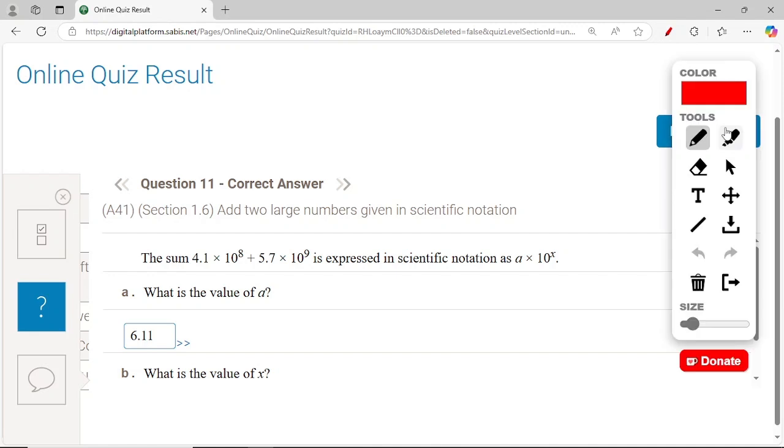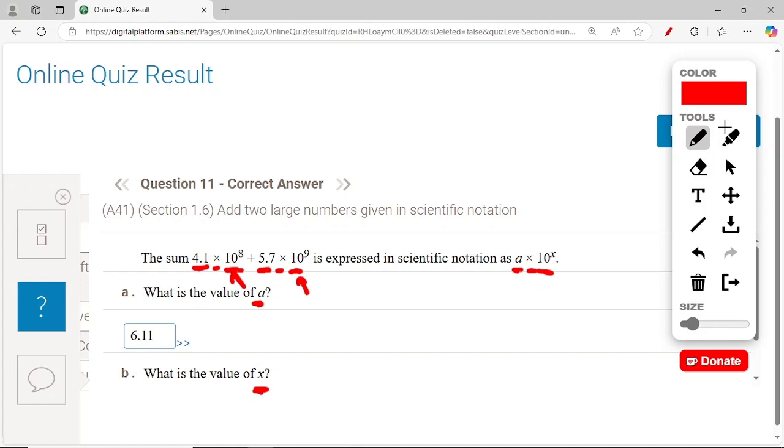Now, the sum of 4.1 multiply 10 power of 8 plus 5.7 multiply 10 power of 9 is expressed in scientific notation as A multiply 10 power of x. What is the value of A? What is the value of x? So here, as we said, we have different power. We have to make the power here the same. So we will see the small power and make it the same. We'll change it to the bigger power.